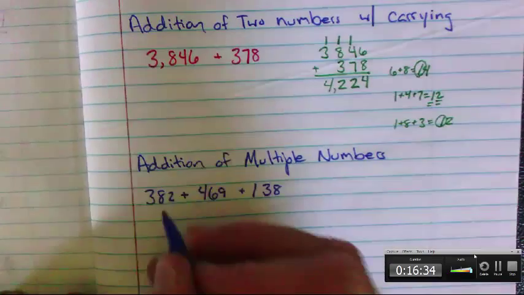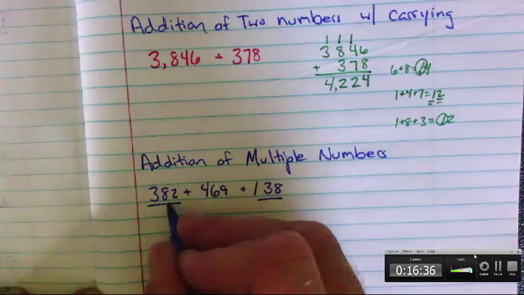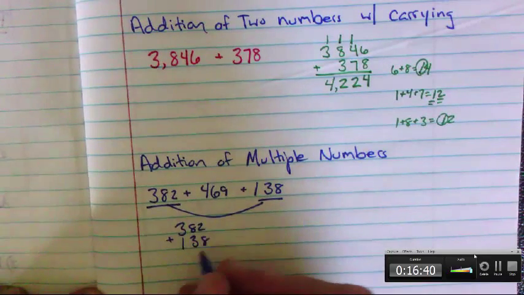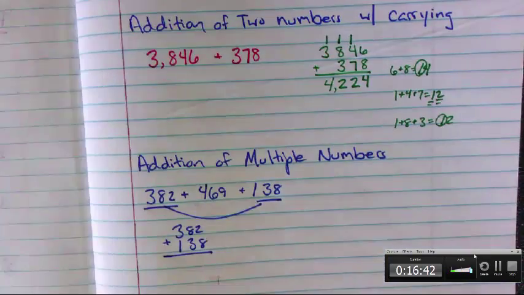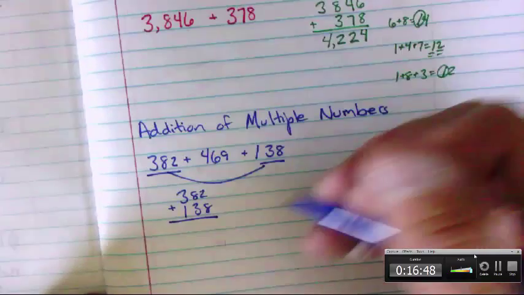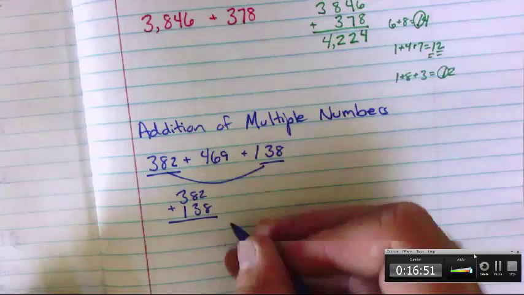I would agree with that. 382 and 138 would be the two numbers that would be the easiest to add up, because 2 and the 8 make an even 10. Does that make sense to everybody? So if you're going to attack it that way, that would probably be the way to go. Add these two numbers up first, 382 plus 138.